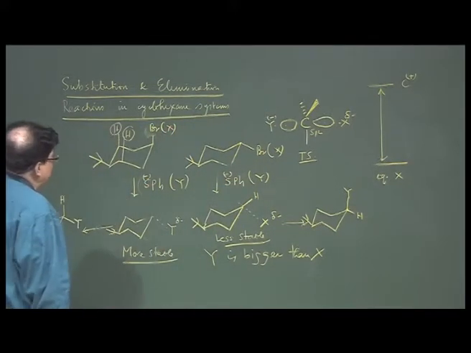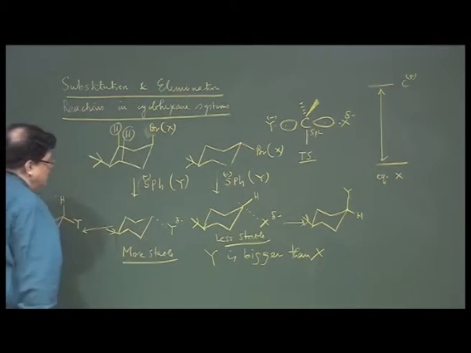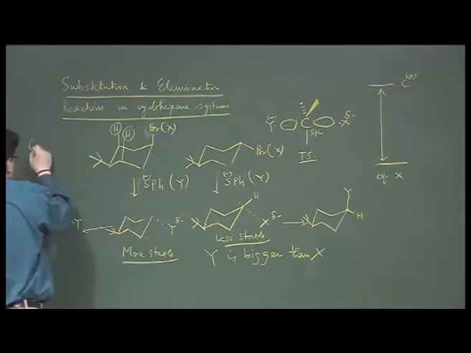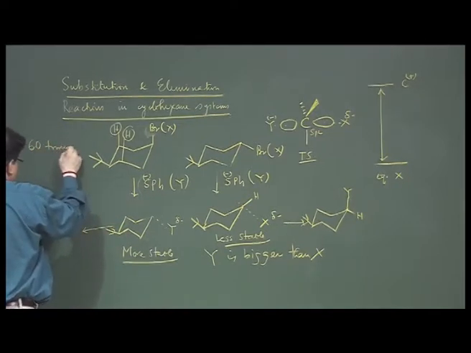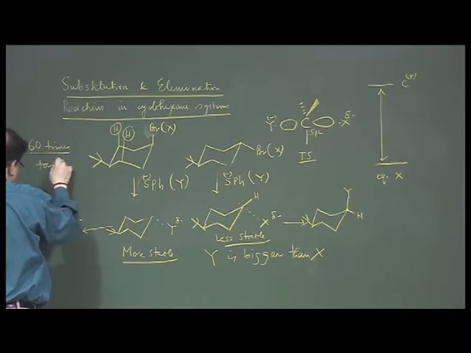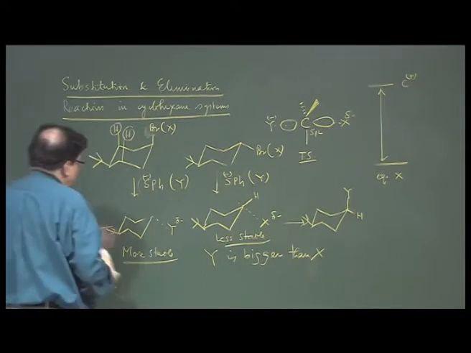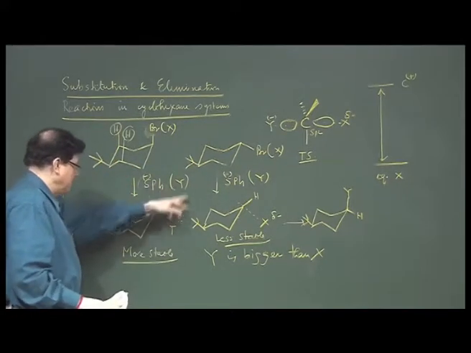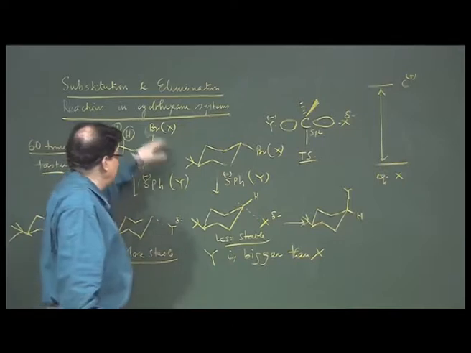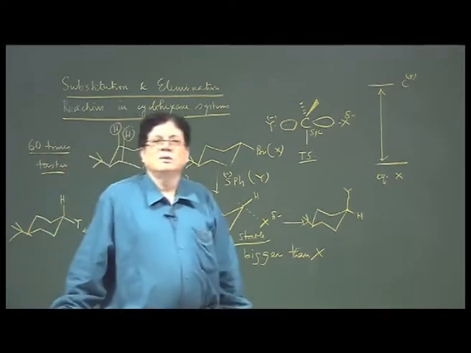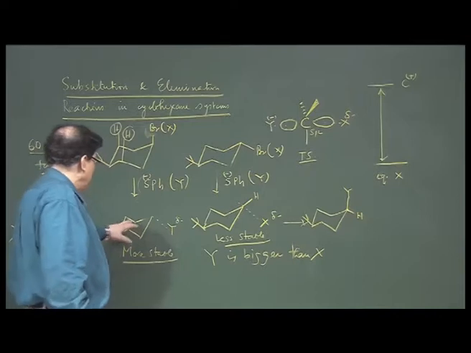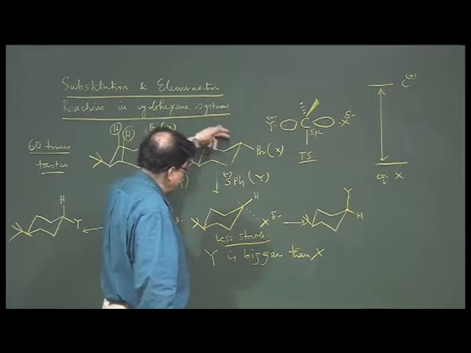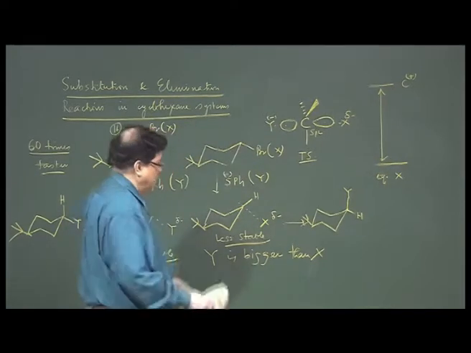So, what was actually reported is that this reacts about 60 times faster, but the number is not very important. The important thing is the concept, why this reacts faster than this, because the size of the nucleophile is bigger than the size of the leaving group. So, in that case that will cause destabilization of the transition state obtained from the equatorial bromide. Okay. I hope this is clear.